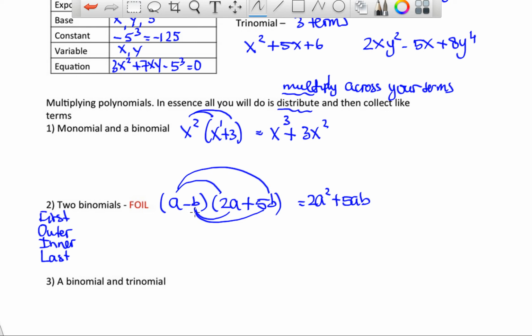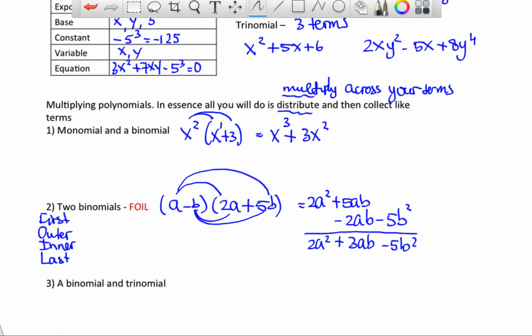And then we do a negative b times 2a. That's a negative 2ab, and I'm going to write it in alphabetical order right away. And I'm sort of going to line it up as I go. And then a negative b times a positive 5b is a negative 5b squared. And the reason I line it up as I go is because it's easier to see that I do need to add these two terms. So 5 minus 2 is 3. So that's plus 3ab minus 5b squared. Okay.